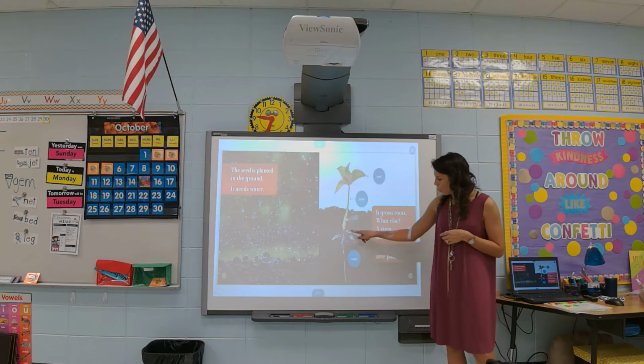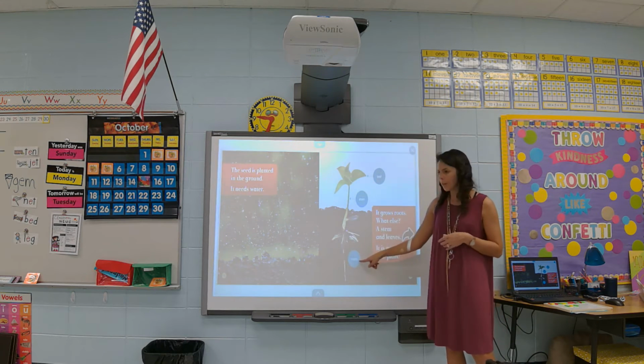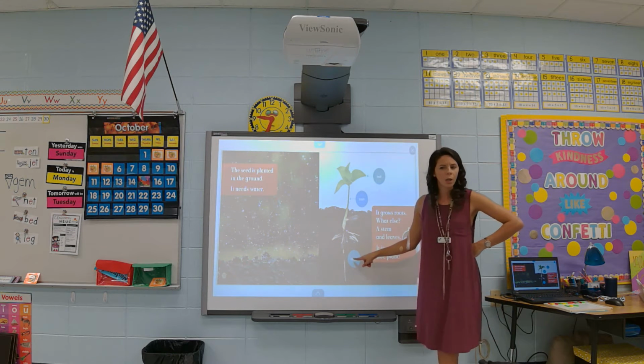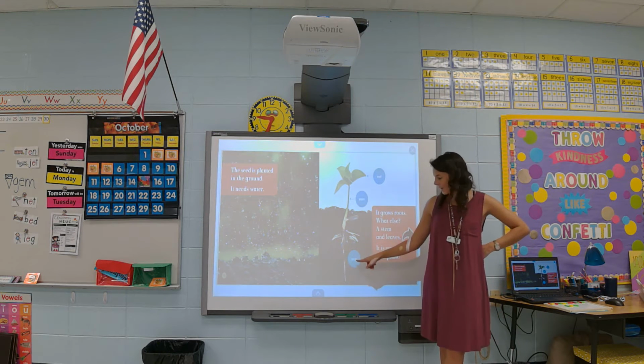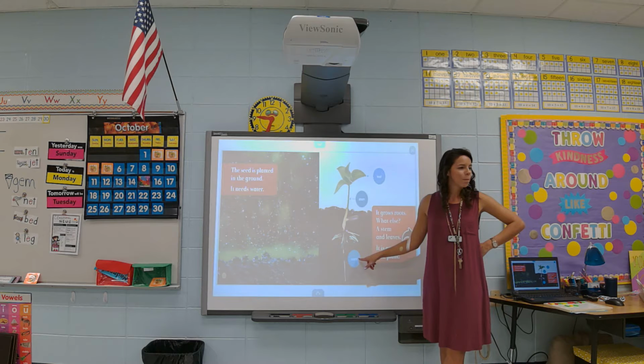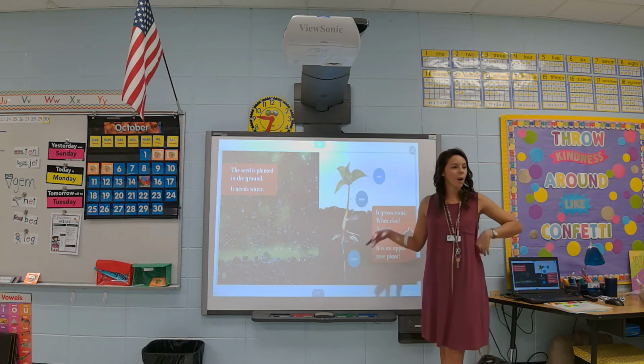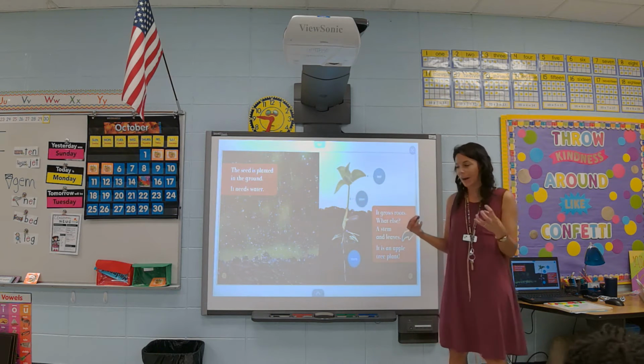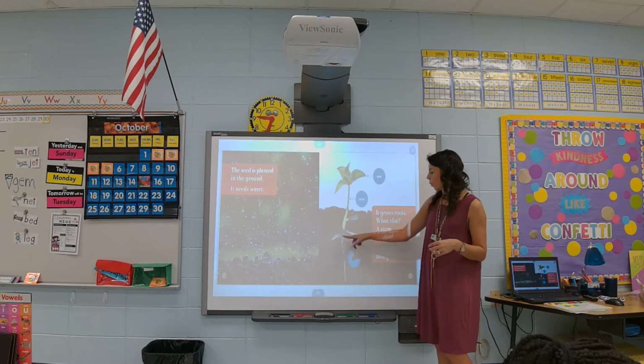And it has these white things coming out of it. Does anybody know what those are called? Tori, thank you for raising your hand. Kaden, help her out. Thank you. Roots. They're called roots, and that's what digs into the ground so the plant can grow.